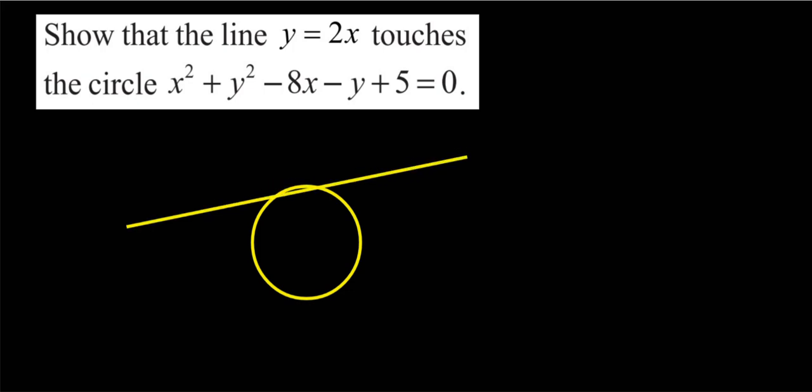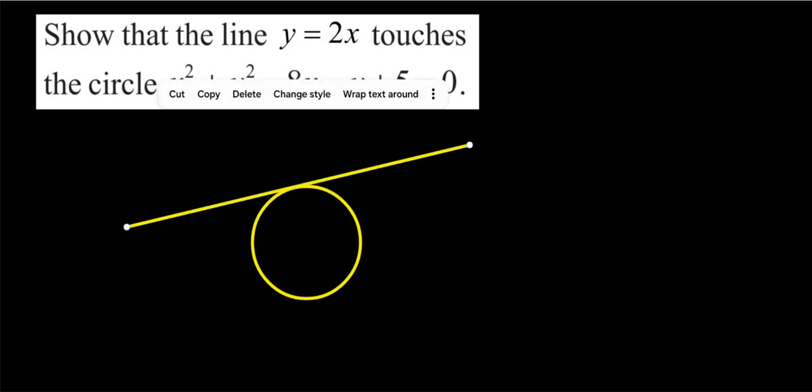Suppose you have a circle somewhere, and we have a line which is tangent. Tangent means a line that touches at only one point. As I said before, the word touches means to be tangent. So we have this line touching the circle at a point.